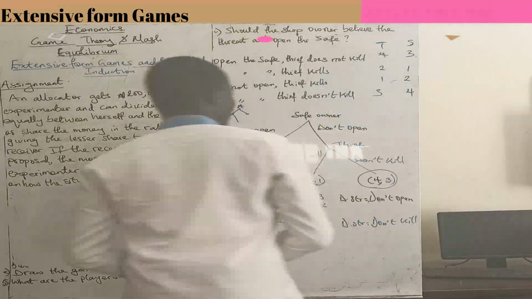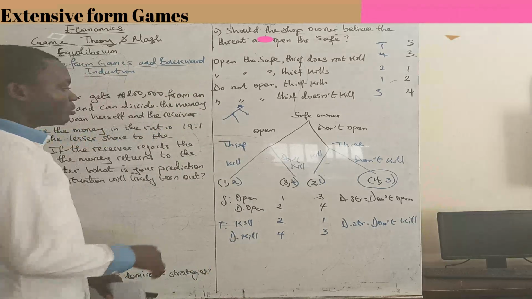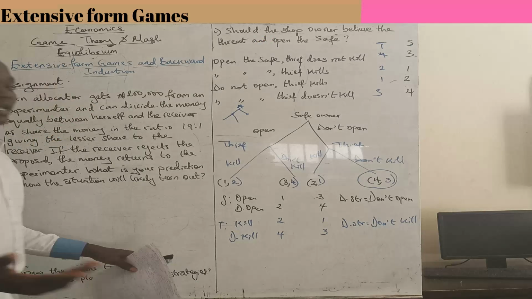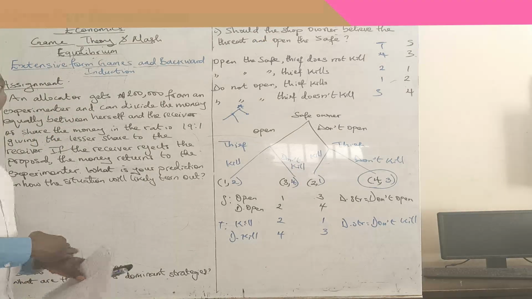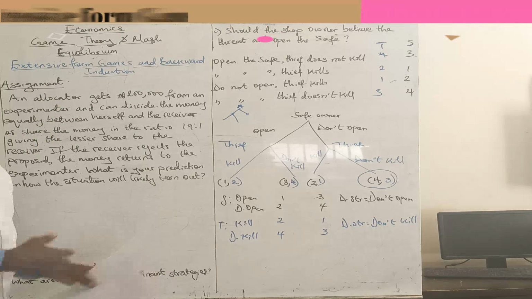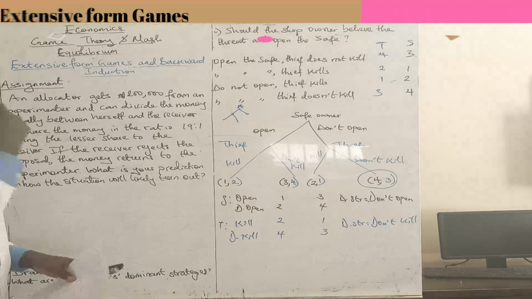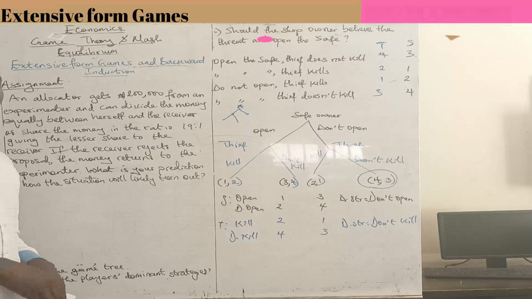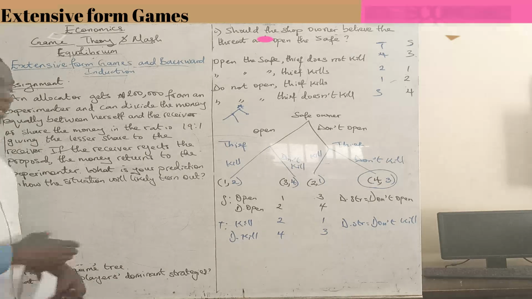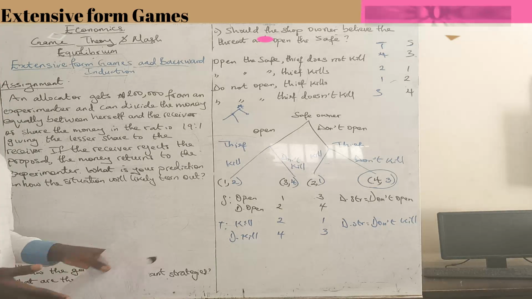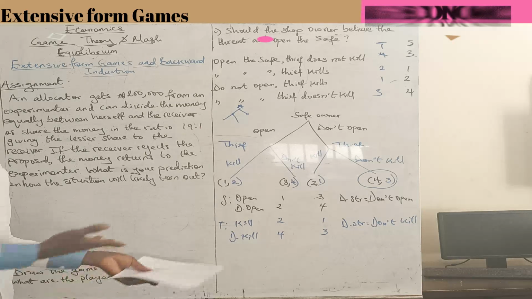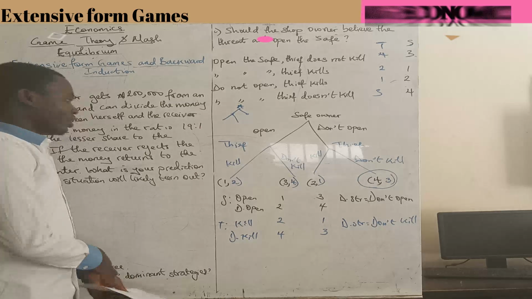So it's not a threat that the thief can carry out. Why? Because the dominant strategy of the thief is not to kill. So if the thief was saying, open the safe and I won't kill you, but if you don't open the safe, I kill you, right? But now you consider his dominant strategy: no matter what the shop owner does, is not to kill. You understand? He is already engaged in armed robbery, probably, and he doesn't want to add murder to armed robbery. Okay.